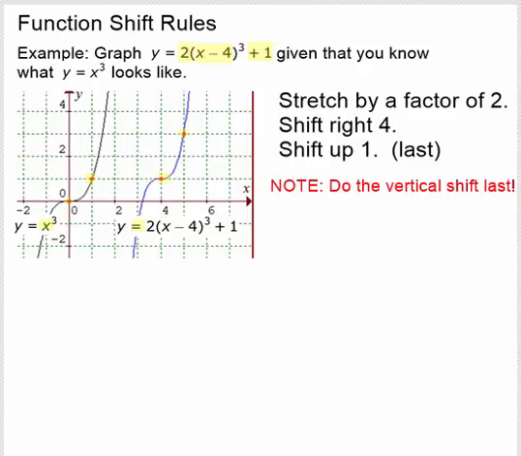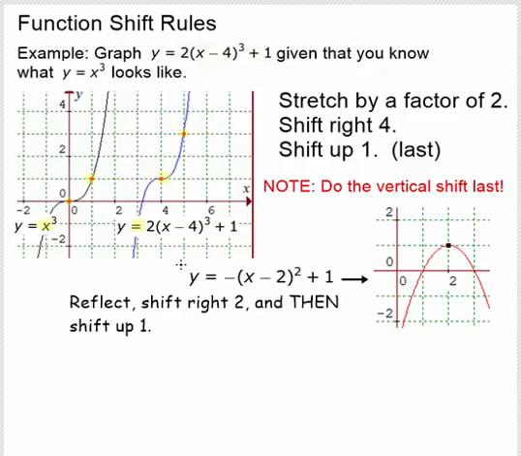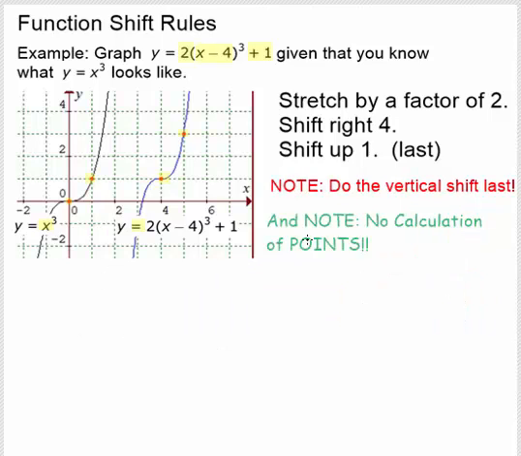And here's a note. Do the vertical shift last. This will always give you the correct result since it will correctly follow the order of operations. For example, if we were graphing y equal negative of x minus 2 quantity squared plus 1, we would reflect the graph upside down, shift it to the right 2, and the last thing we would do is just move it all up 1. If we move the graph up 1 and right 2 and then reflect it last, we would get the wrong graph. And here's another note. There was no calculation of points. Just use the rules and move your graph.